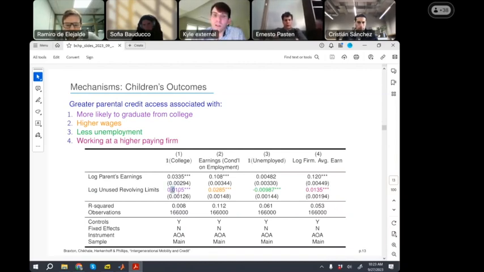The kids are more likely to go to college, which you have already said, but the elasticity is fairly small. So 10% more unused credit, 0.1% more likely to go to college, 0.2% more likely, 0.2% higher earnings, conditional on unemployment. So this is like a wage rate. Less likely to be unemployed, 0.1%, and more likely to work at a higher earning firm. So excuse me, higher wage firm, higher average pay per employee.